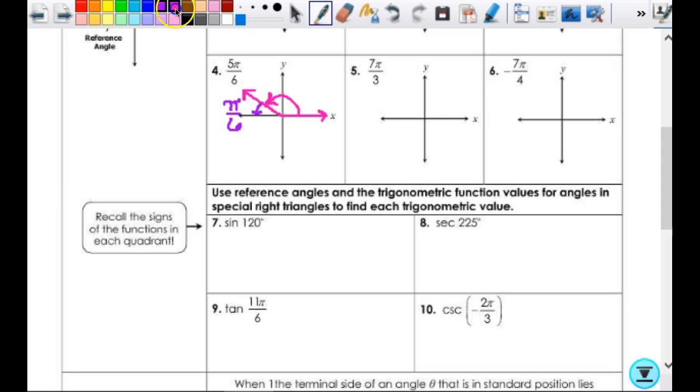Then on number 5, I'm going to think in thirds. I'm here. This would give me 3 pi over 3. This would give me 6 pi over 3, so I got to go one more to get to here. That is my 7 pi over 3. Yes? So my reference angle is what? Pi over 3.